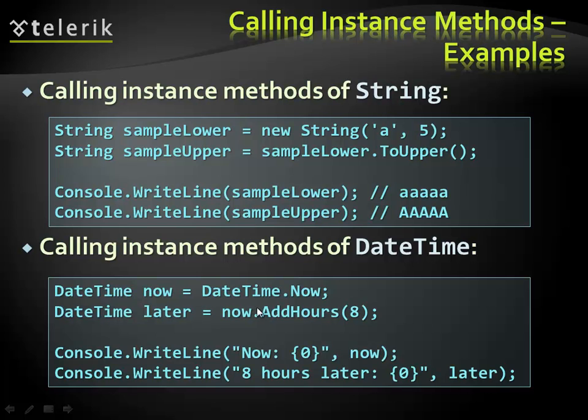And we're calling a method of the instance itself called AddHours, which will add 8 hours to the time, and we're taking this value and putting it into another DateTime object called later. When we print them out, we'll see the time when this assignment was performed, and then the time from this assignment plus 8 hours later. Question?